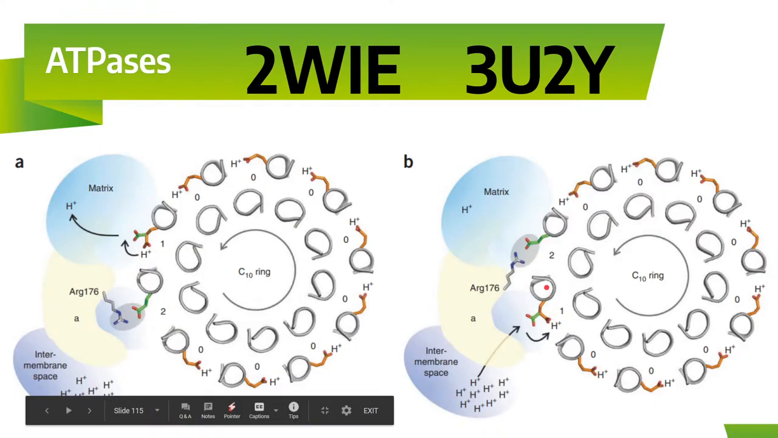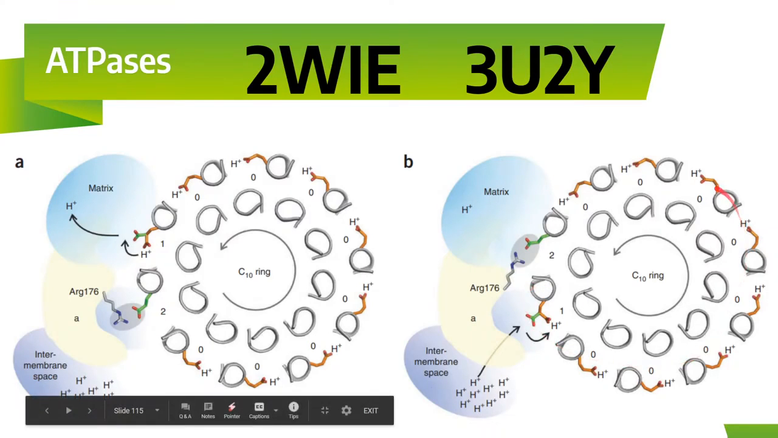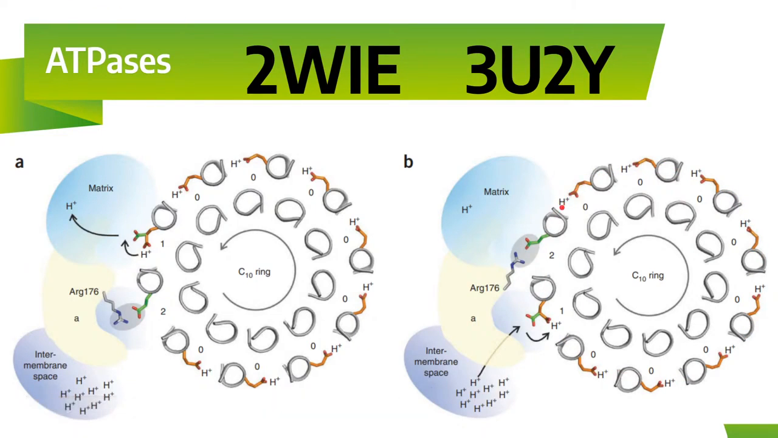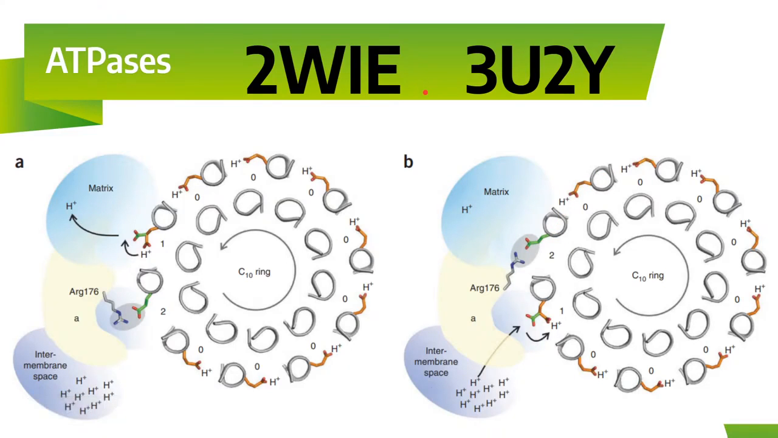Okay. And this is where the rotation takes place. From this, those protons go once around the whole ring of the rotor and are then released into the inside. Okay.